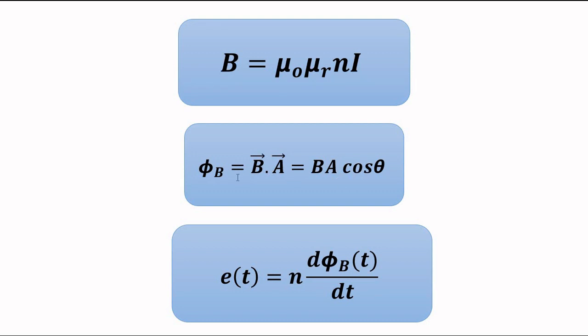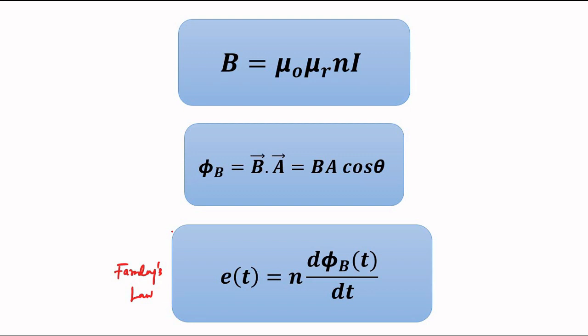Phi b is B A cos theta. It is the dot product of the magnetic flux density and the area element vector. We all know about magnetic flux, we have discussed it in the previous video. And then as per Faraday's law of electromagnetic induction, an EMF is generated with respect to the fluctuating or changing magnetic flux, which is given by N d phi b by dt.